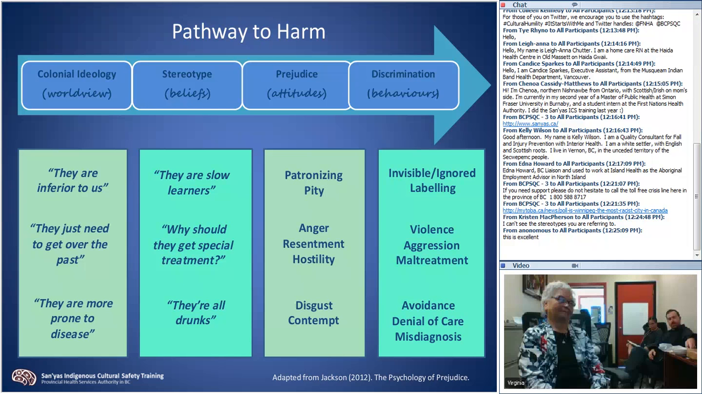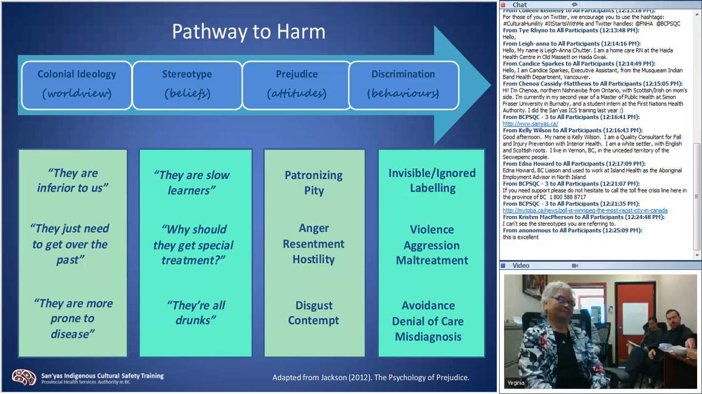You can see that there is a trajectory here across from left to right, stemming from colonial ideologies or worldview, which leads to stereotypes or beliefs about Indigenous people, which leads to prejudice or certain attitudes towards Indigenous people, which potentially in turn leads to discrimination, which is when behaviors cause harm or result in Indigenous people being treated differently or poorly.